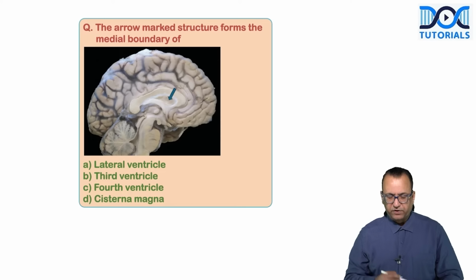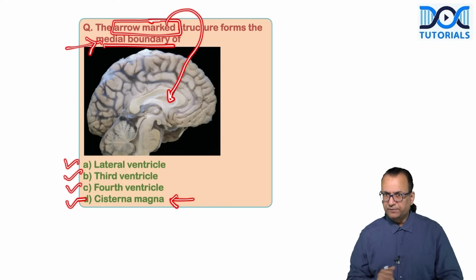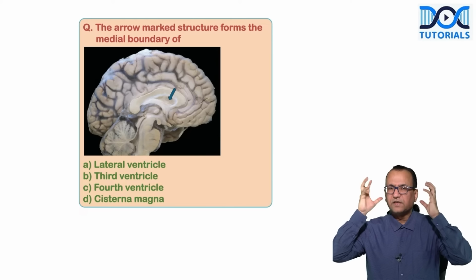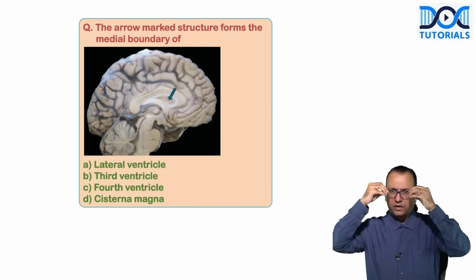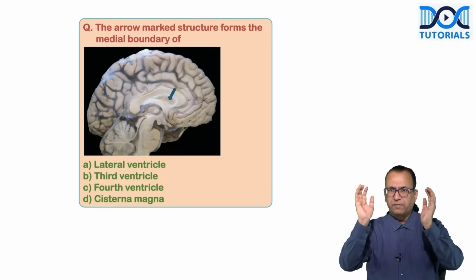Sagittal section of the brain, and talking about this arrow marked structure forming the medial boundary of which ventricle: lateral, third, fourth, or there is this cisterna magna also mentioned. The largest ventricles are the lateral ventricles, C-shaped ventricles in the cerebrum. Most of the choroid plexus is there forming CSF. From there, the CSF will enter interventricular foramen of Monro to enter the third ventricle, which is a midline ventricle sandwiched between the thalami and hypothalami.